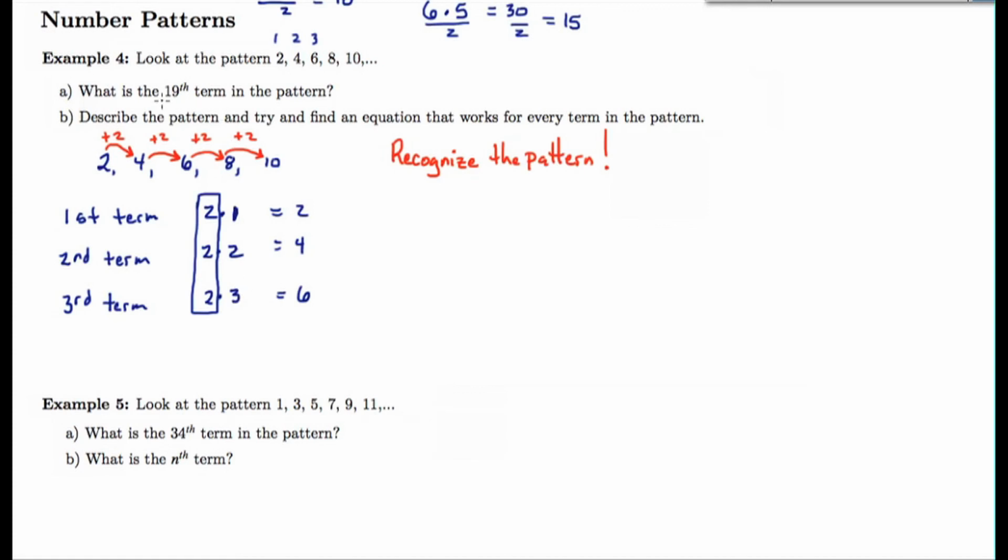So what would the 19th term be? The 19th term would be 2 times 19, 38. So that's part A.